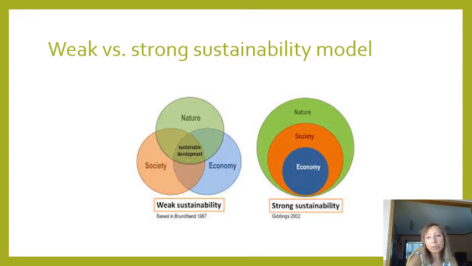Can economy exist without society? Probably not. Can the society exist without the nature? Of course, no. The nature can exist without us, but we cannot exist without the nature. And certainly our society is much more than just economic development. It also includes equity and culture and so many other things. So it is more appropriate to think about sustainability using the strong sustainability model, when nature or environment are really the primary component of the system, followed by the society, and then followed by the economy.